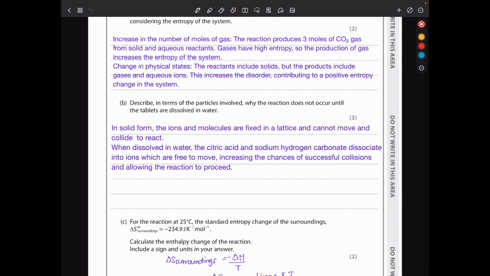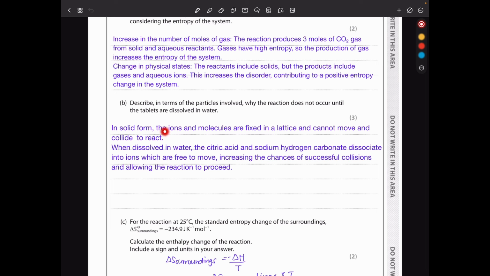In part B, they say describe in terms of particles involved why the reaction does not occur until the tablets are dissolved in water. This is because the ions within the solid are going to be in fixed position. We need them to be freed by water for the reaction to increase.